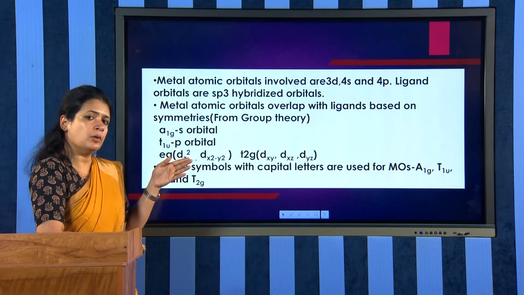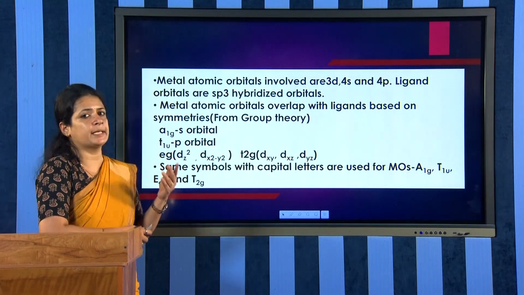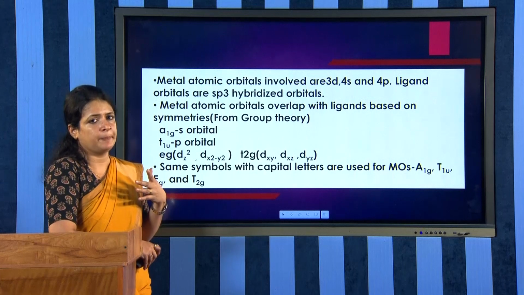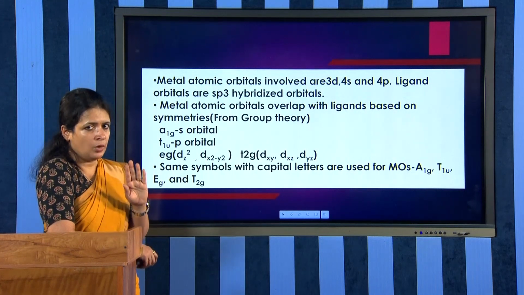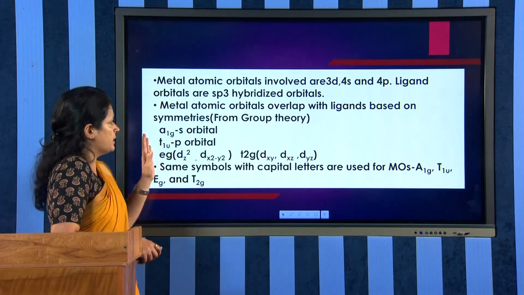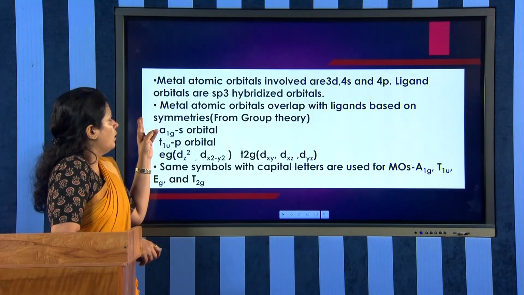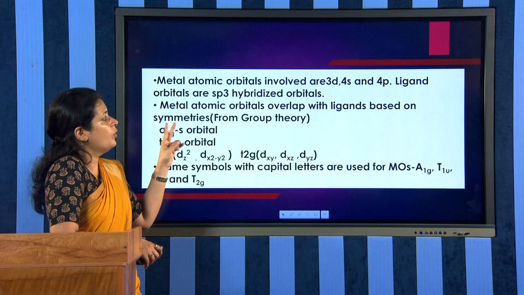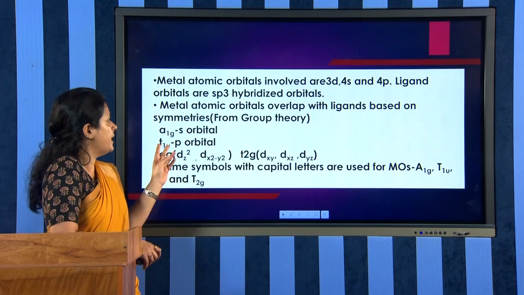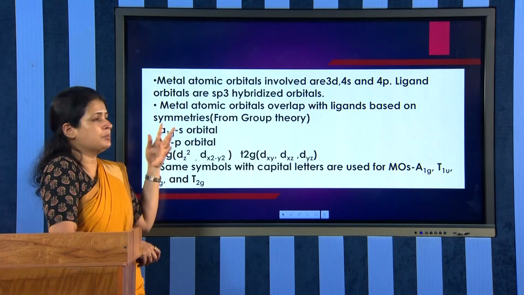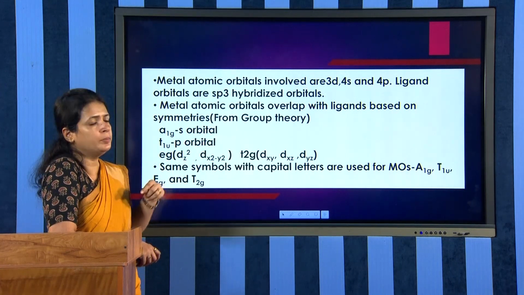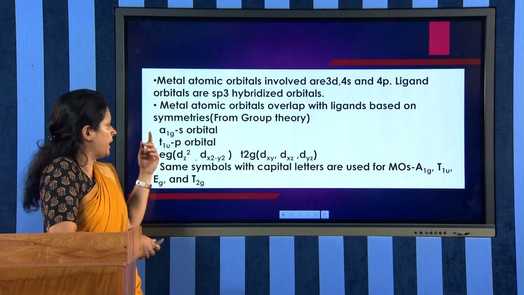If we are discussing sigma bonded complexes, it means the metal-ligand bond is sigma, not pi at all; only sigma bonded complexes are considered here. So, the metal atomic orbitals overlap with the ligands based on the symmetry. This was obtained from the principles of group theory, how the symmetries are matched.